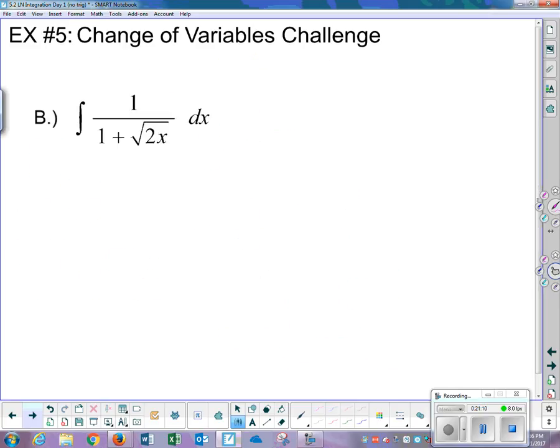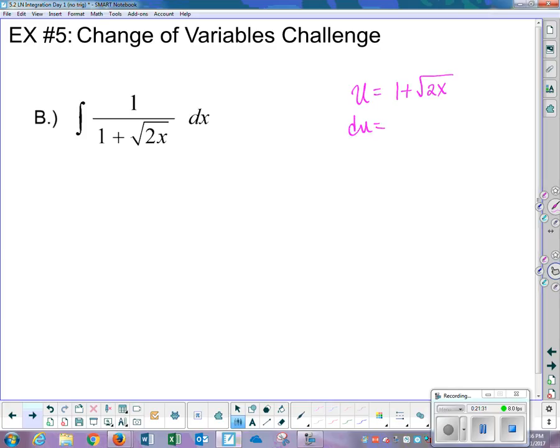This one is a little bit interesting, isn't it? It turns out to be kind of a double sub. So once again, I really don't have a clear direction on where to take this, so I'm going to let my intuition take over and let u equal the bottom. So the denominator is my u.